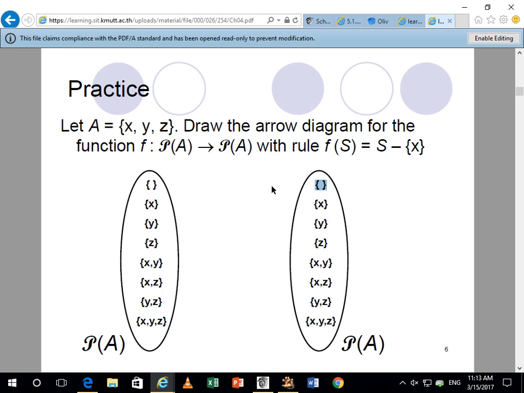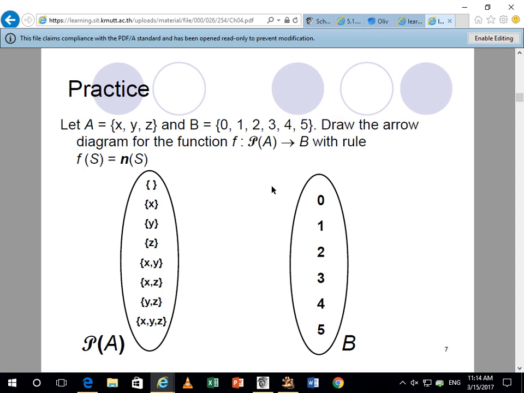So actually the answer is given here for the power set. All you have to do is just copy from here. Is that clear? Easy, right? It's not difficult, at least. I guess not difficult doesn't mean it's easy. But it's not difficult.